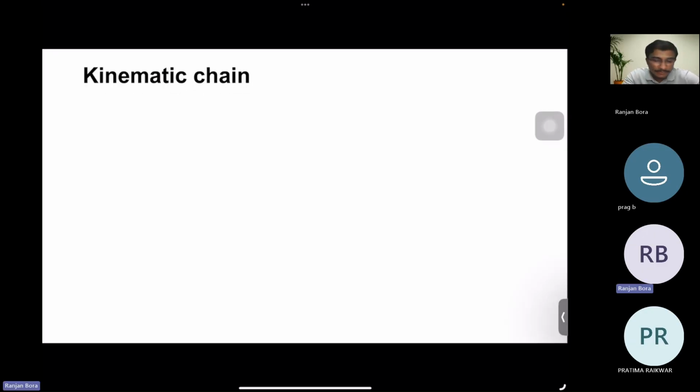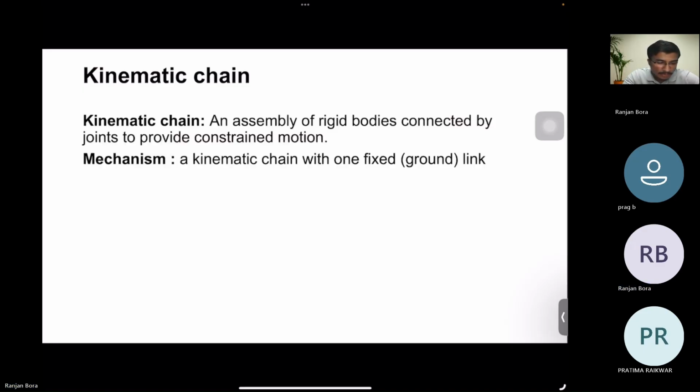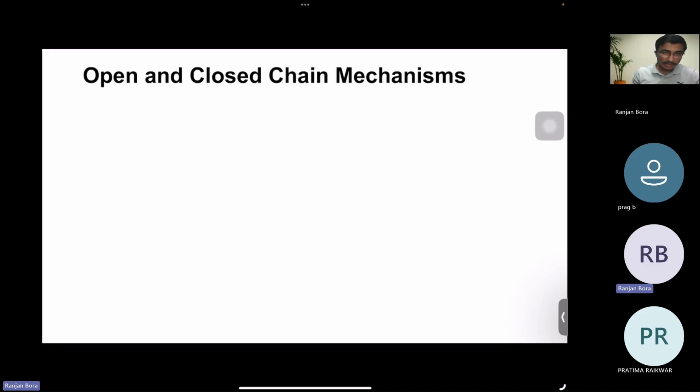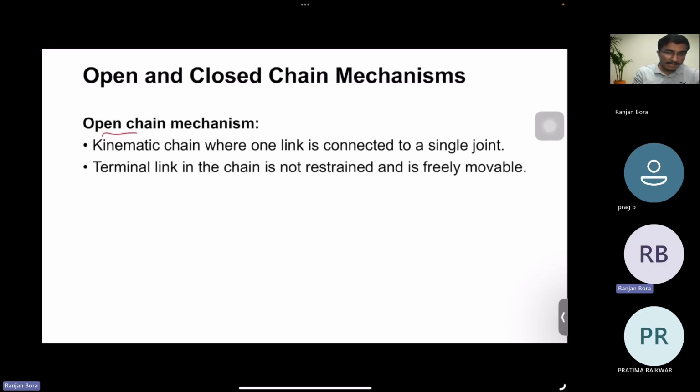Okay, next I will tell about the kinematic chain. What is a kinematic chain? The kinematic chain is an assembly of rigid bodies connected by joints to provide constrained motion. And what is a mechanism? If we fix one link of the kinematic chain, then it becomes a mechanism. In the slides from week 2, we have seen there are 2 examples: open chain mechanism and closed chain mechanism. What are those open chain and closed chain? I will tell next. What is an open chain mechanism?